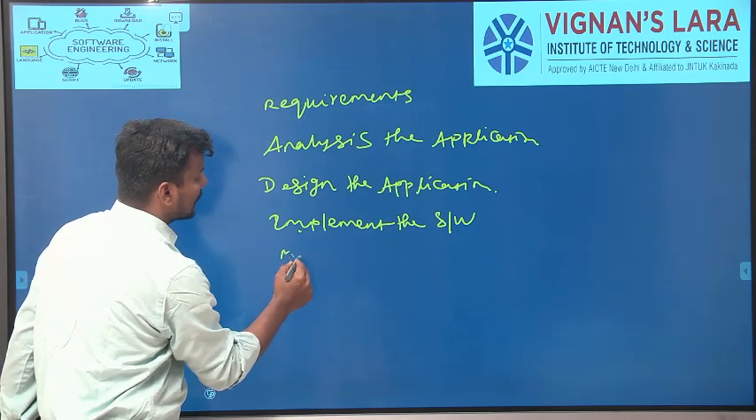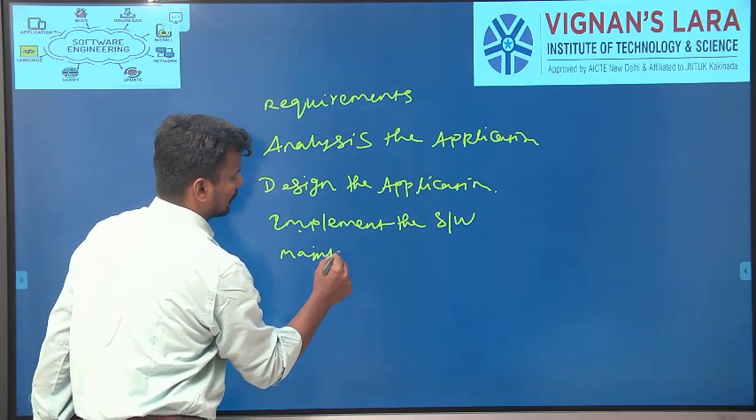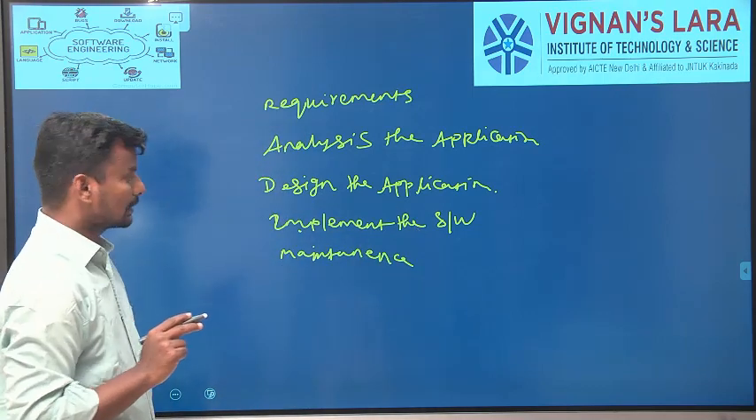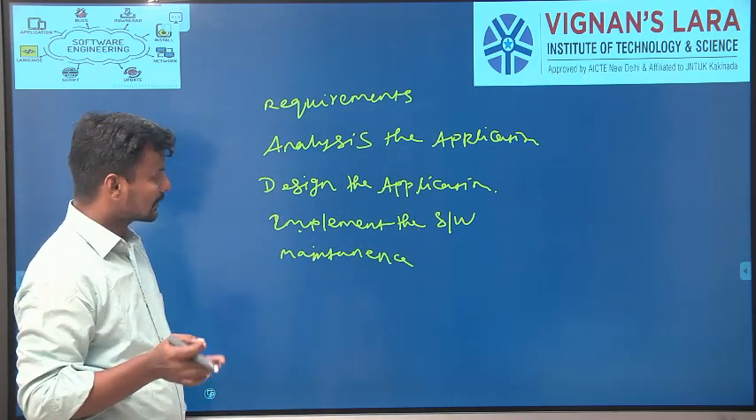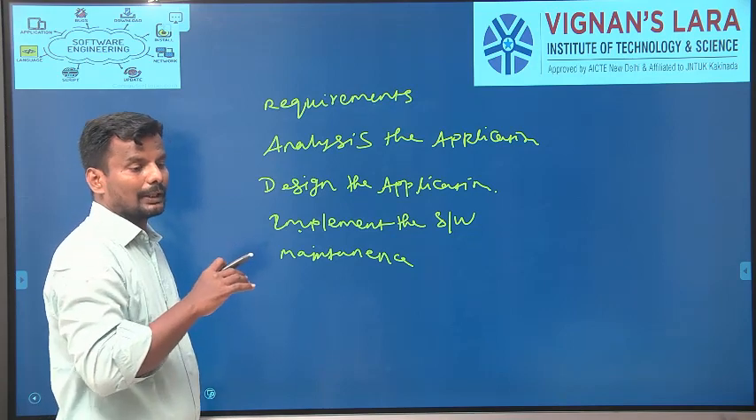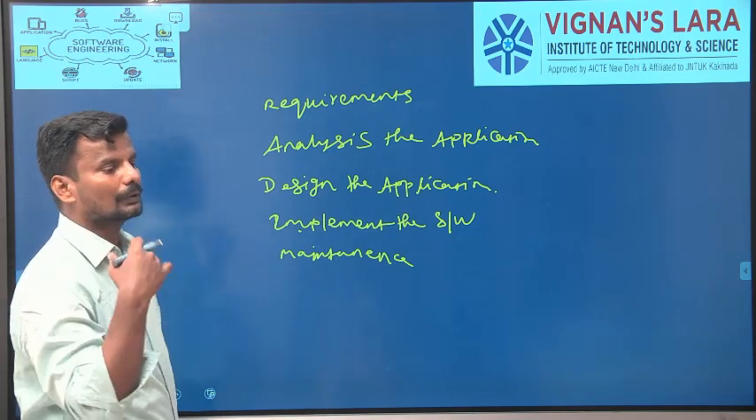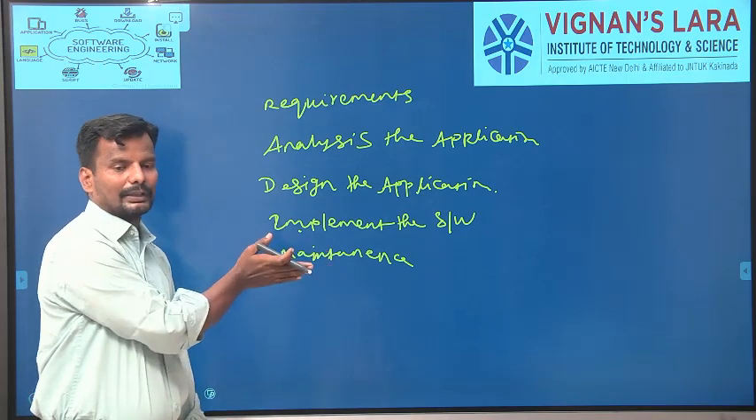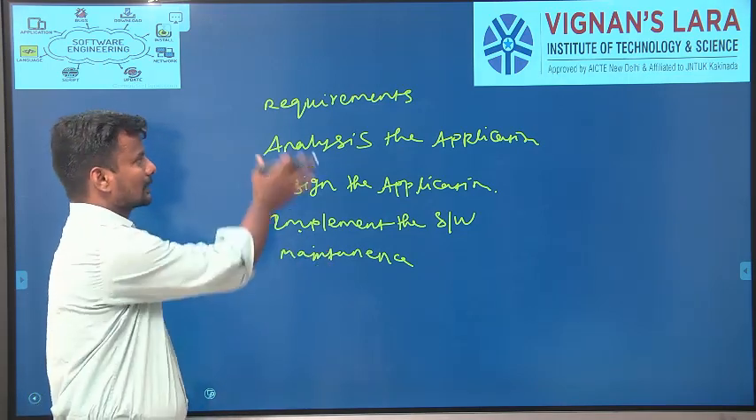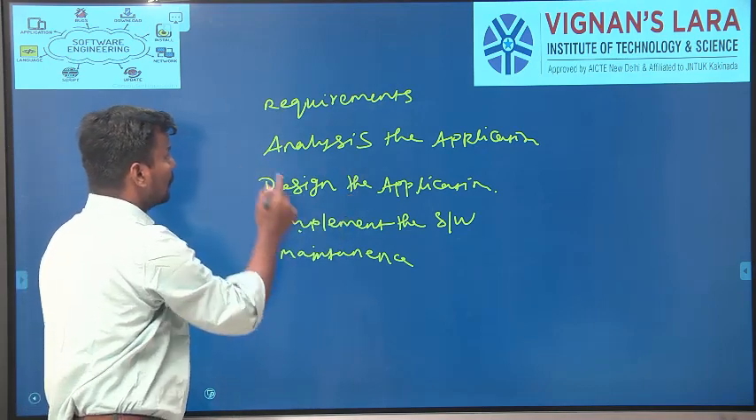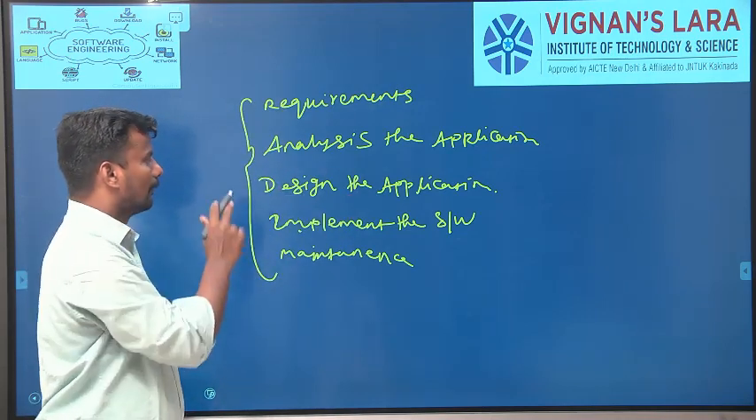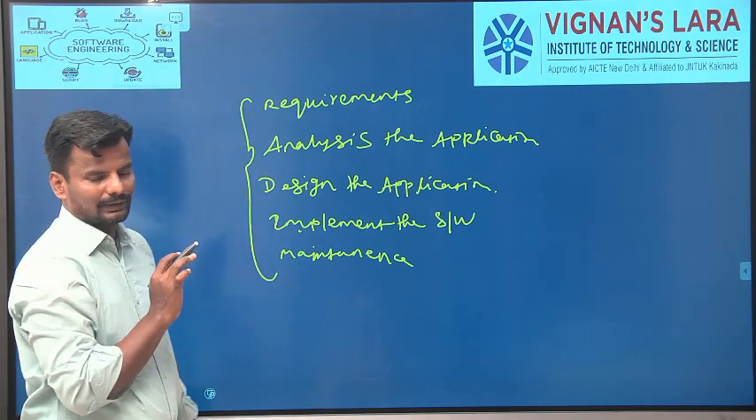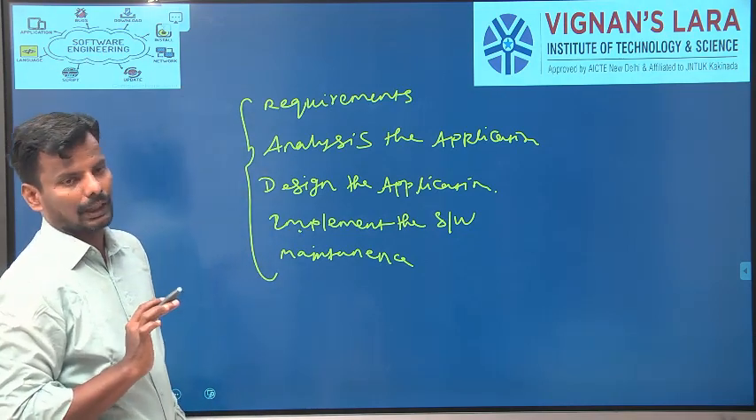And the last one is maintenance. After implementing the software, we have to maintain it. Based on user requirements, we may update it, or otherwise keep it up in particular places. All these things are done with the help of software engineering.